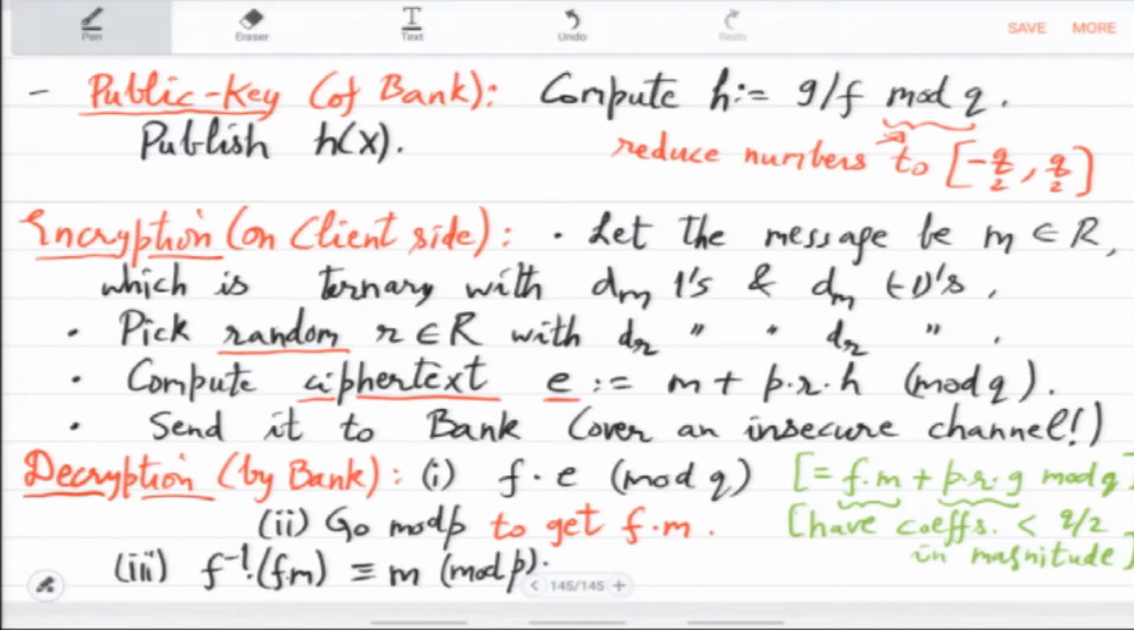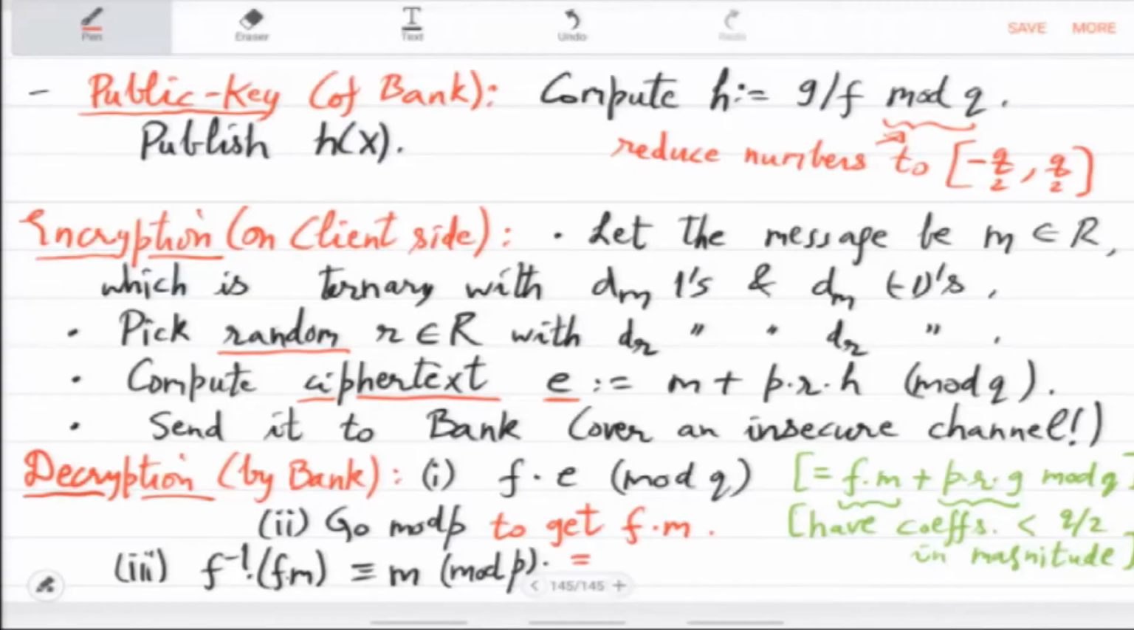Now remember that M was ternary, so M had coefficients 0 or plus minus 1, and P is at least 3, so you will exactly get M back. Since P is at least 3, no information is lost, and the bank will get M. The adversary hopefully will not be able to compute M from E, but the bank can, using the key.